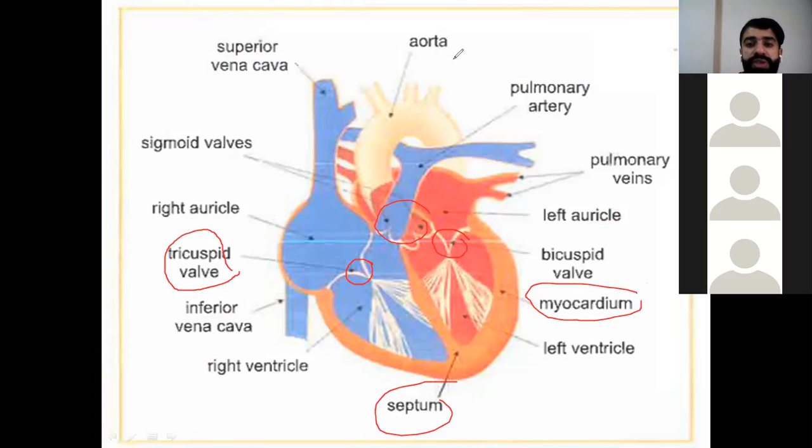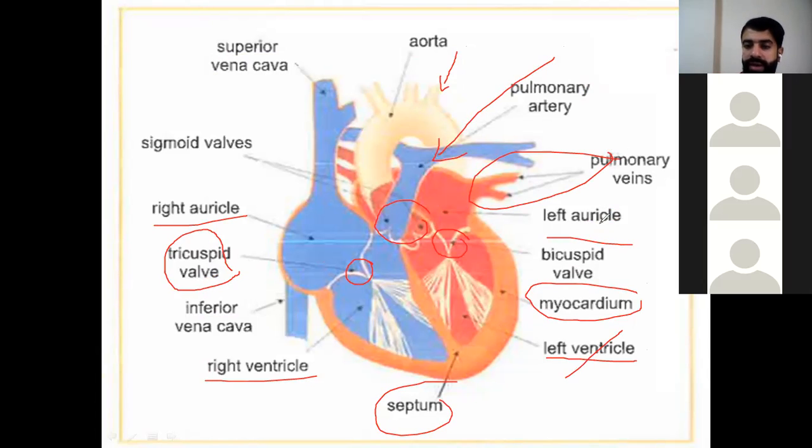You have to know that this part is the aorta, and this is the pulmonary artery, and here the pulmonary veins. So you can get rid of four. They are very easy. Right auricle, right ventricle, left auricle, left ventricle. So you get rid of these. One, two, three, four. These vena cava, they are special: superior and inferior vena cava. So you get rid of these. So you studied six till now.